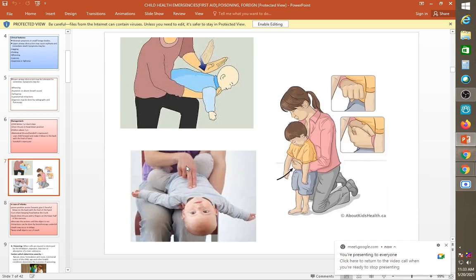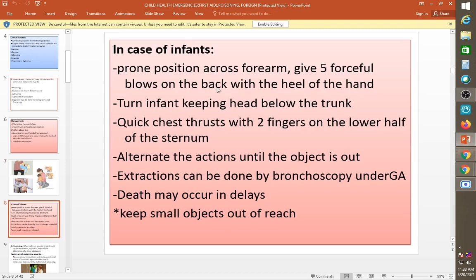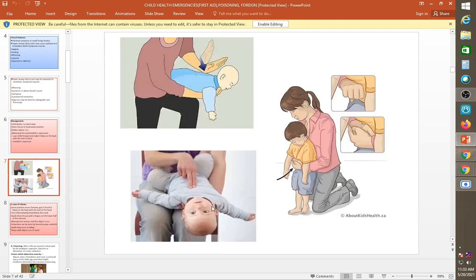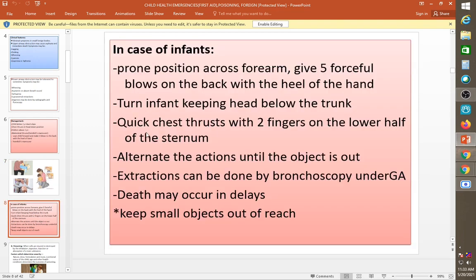This one. You can see the child is in supine position. The baby is not in prone position now. The child is turned to supine position and then what is done? The head is below the trunk. You can see head below the trunk. Then quick chest thrust. Have you attended class on NALS and PALS? NALS means neonatal advanced life support. Have you got classes on that?